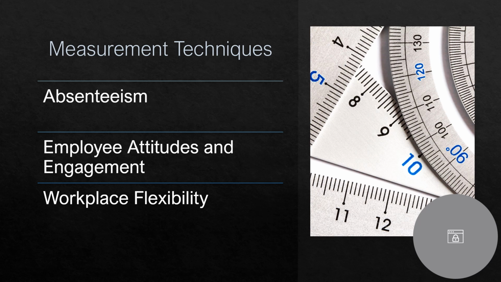I will elaborate on the various techniques that are used to assess employees' attitudes and engagement, such as surveys, focus groups, and interviews. Lastly, I will explain how workplace flexibility can be measured through factors such as telecommuting policies, flexible work schedules, and job sharing arrangements. By the end of my presentation, you will have a comprehensive understanding of each technique, its significance, and how it contributes to overall employee satisfaction and well-being.